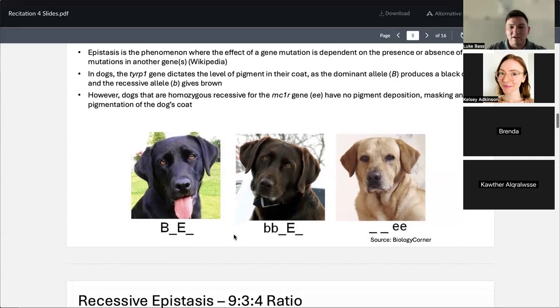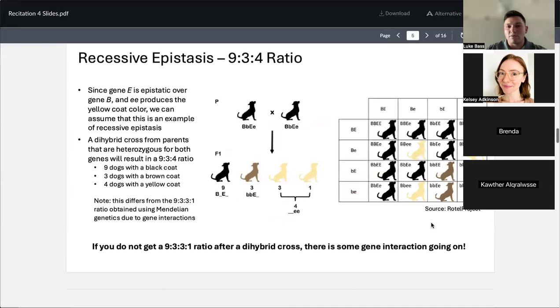So you'll see here that if the dogs have at least one copy of the dominant E allele, then they'll be able to express black or brown. But if they are homozygous recessive, it doesn't matter what's at locus B, you're always going to have a yellow coat. So the ratio that follows this type of epistasis, which is recessive epistasis, is a 9 to 3 to 4 ratio. So 9 of the individuals will have a black coat, 3 will have brown, and finally 4 will have a yellow coat.